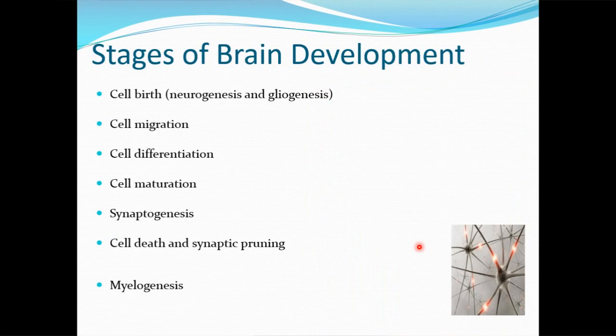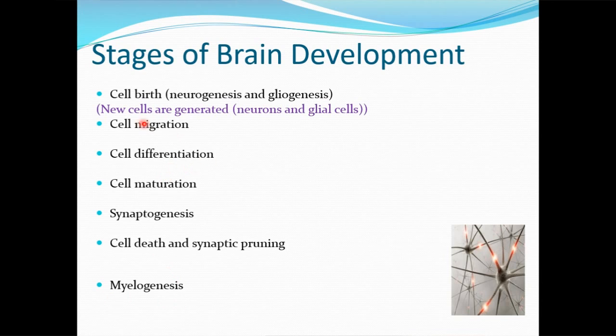Now, there are different stages of brain development. You have cell birth, neurogenesis and gliogenesis, cell migration, cell differentiation, cell maturation, synaptogenesis, cell death and synaptic pruning, and myelinogenesis. So let's just break that down and see what that means.